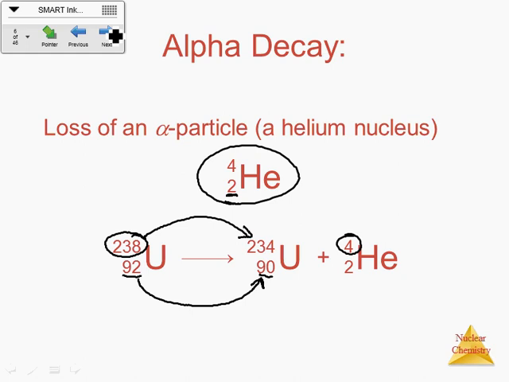So these things, you can usually add up the mass numbers on one side of the equation, and they should be equal to the mass number on the other side of the equation. 234 plus 4 equals 238, and the same thing with the atomic numbers. You should be able to add them up on one side of the equation, and they should equal the sum of the atomic numbers on the other side of the equation.